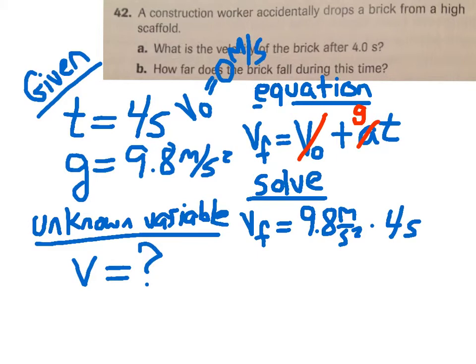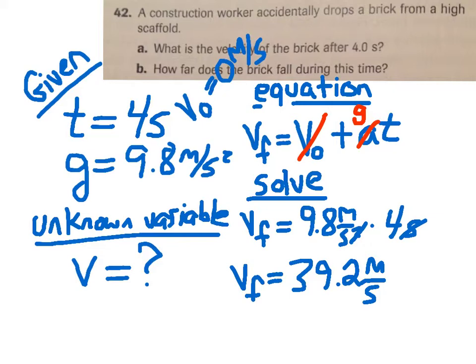And we can simply plug in 9.8 meters per second squared times 4 seconds, our time. One of the seconds on the bottom cancels the seconds on the top, and we're left with meters per second, which is the correct unit for velocity or speed. And if you multiply this out, it comes out to 39.2 meters per second. So that's how fast the brick is falling after 4 seconds.